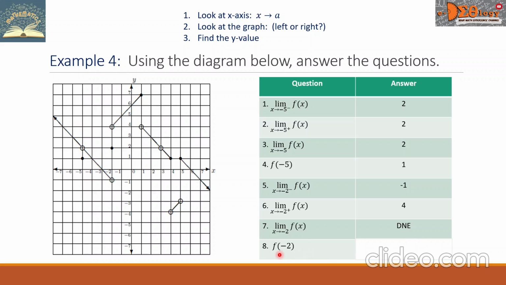Problem 8. F of negative 2. This means what is the exact y value of the function when x equals negative 2. So on the graph, the negative 2 is here. Here we can see a solid dot. That is a point, and the y value is 2. So we write here 2.